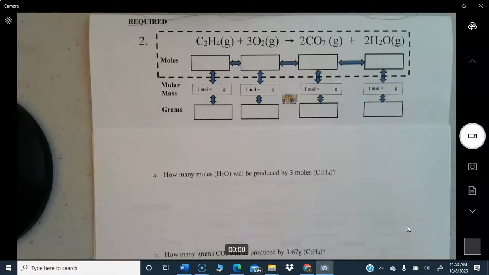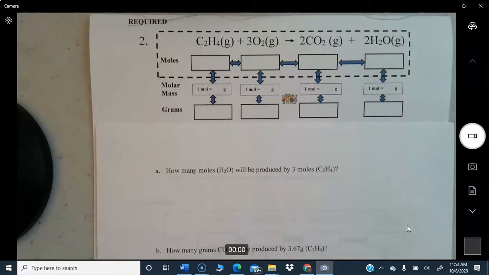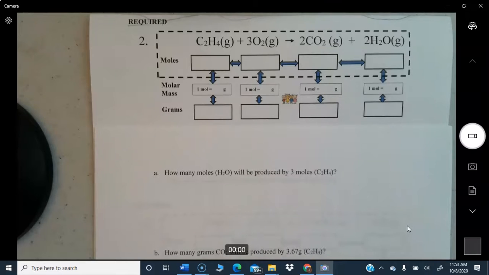Alright, AP Chemistry, this is a continuation of the solutions for Wednesday, October the 7th. It's day 27, and it's lesson 12. Alright, so problem number 2.